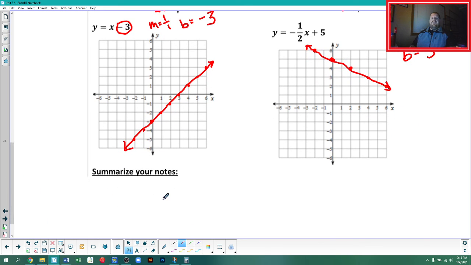Okay, so give a quick summary of your notes. It should be pretty easy today. I would have something about y equals mx plus b on there.